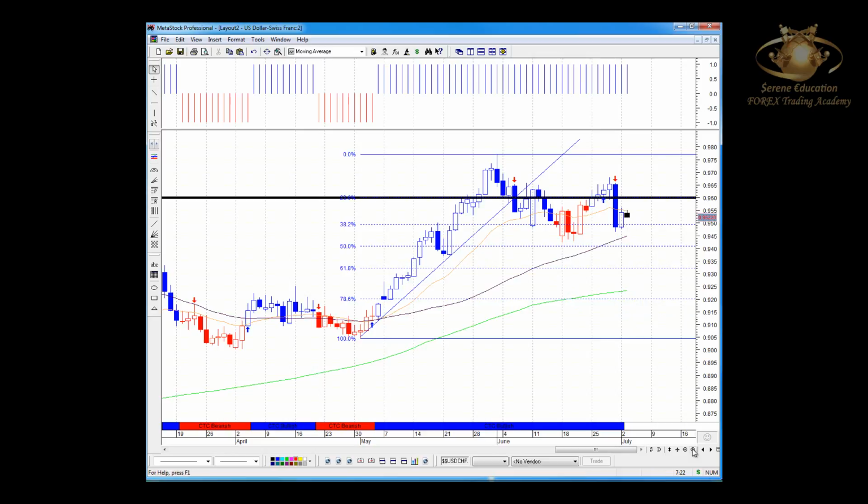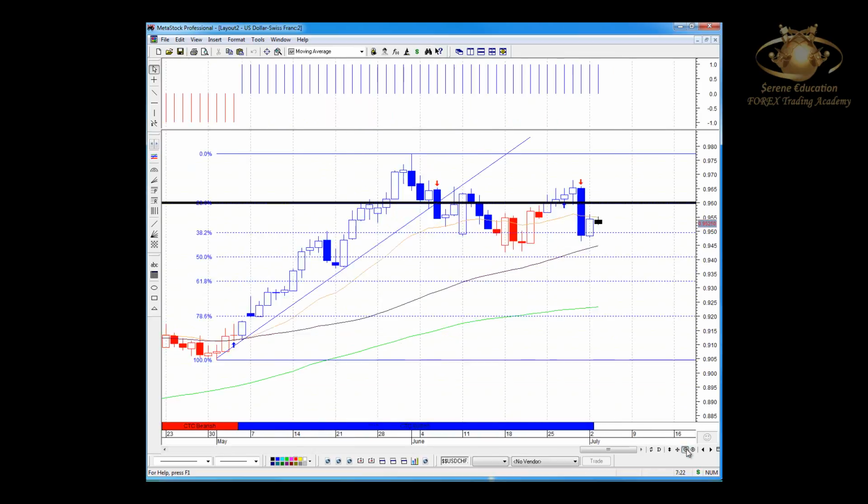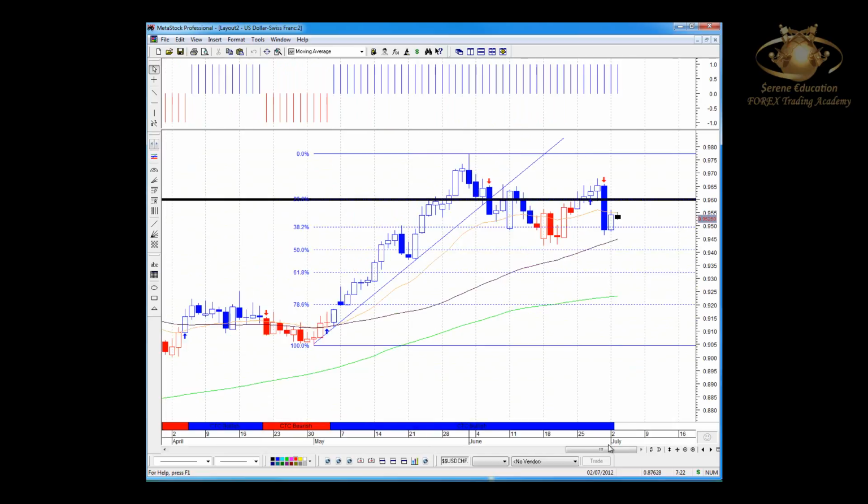So at the moment, you can see yesterday's candle finding support above that 38.2 at 950, and as long as it's trading above that, we could see price reattempting these highs at 960. Look at the CTC on either side. You can quite clearly see it's blue on either side, so the sentiment is still positive, but we are consolidating under a major resistance level.